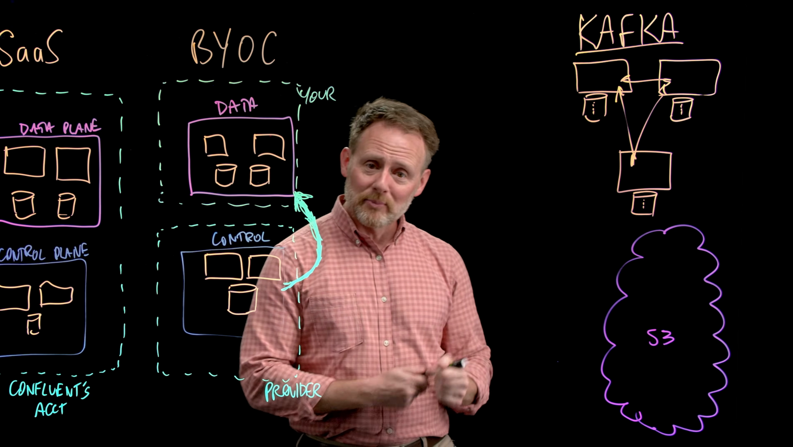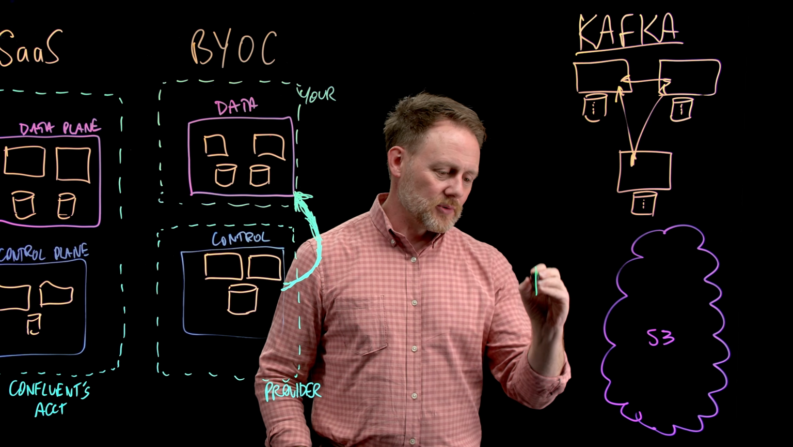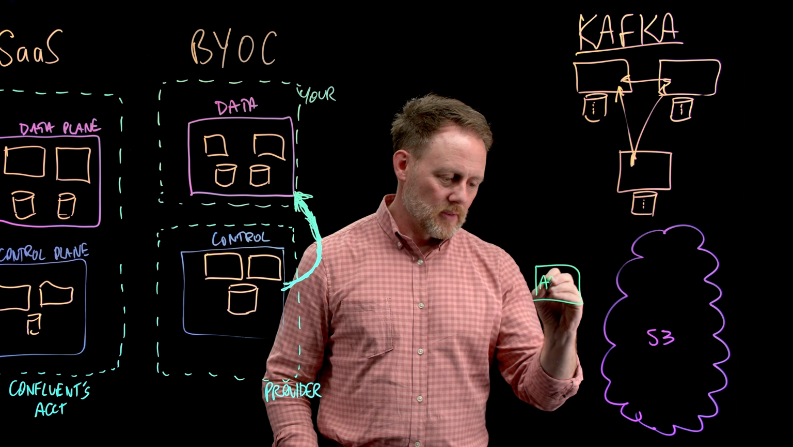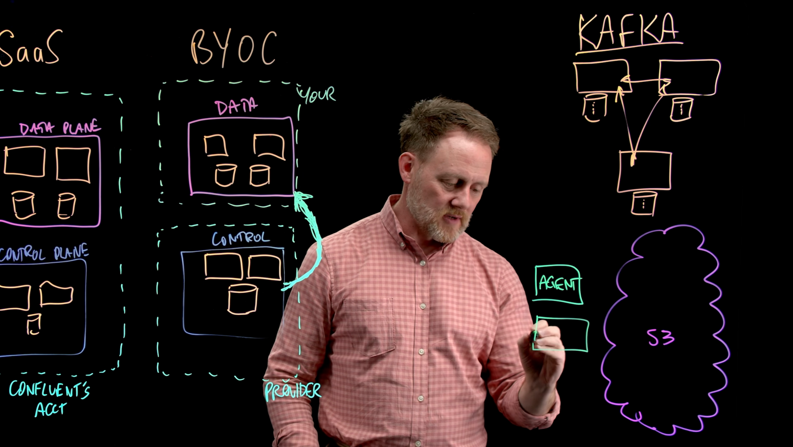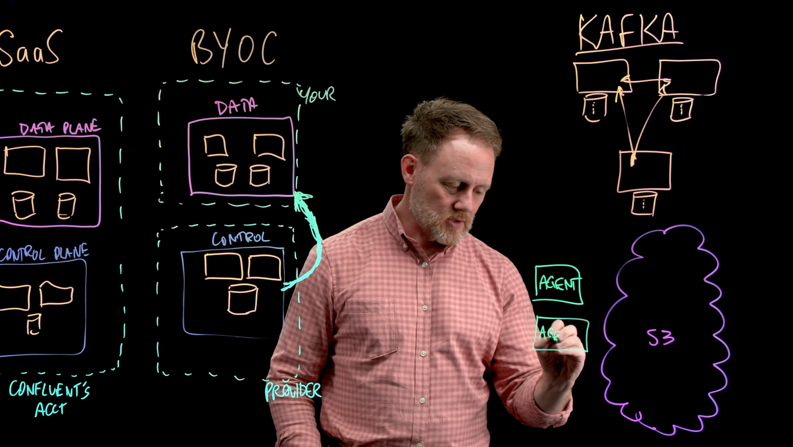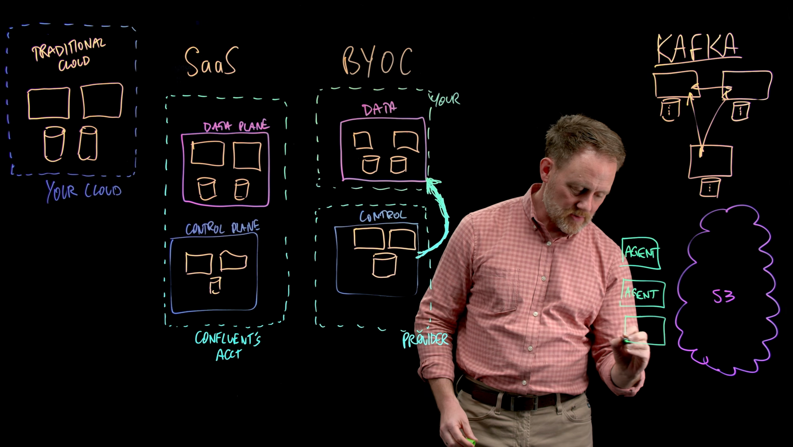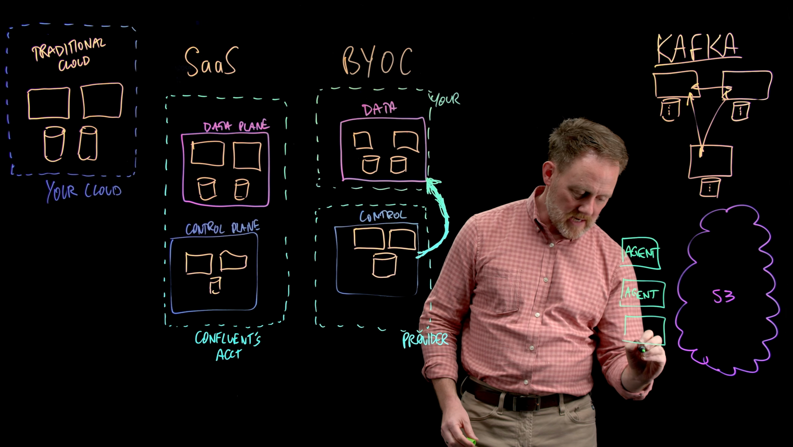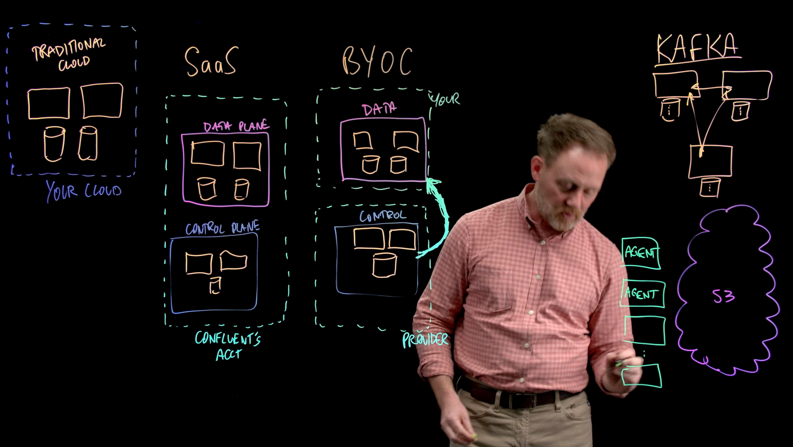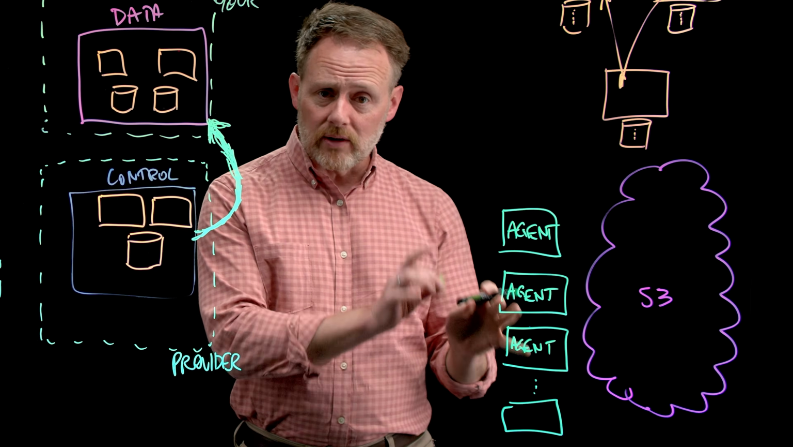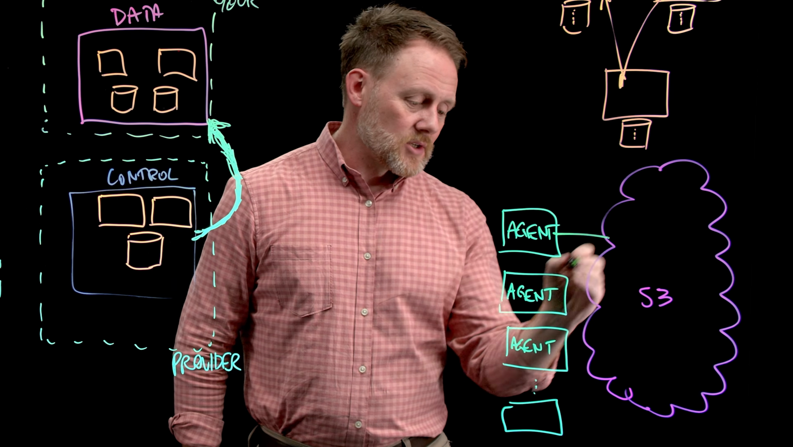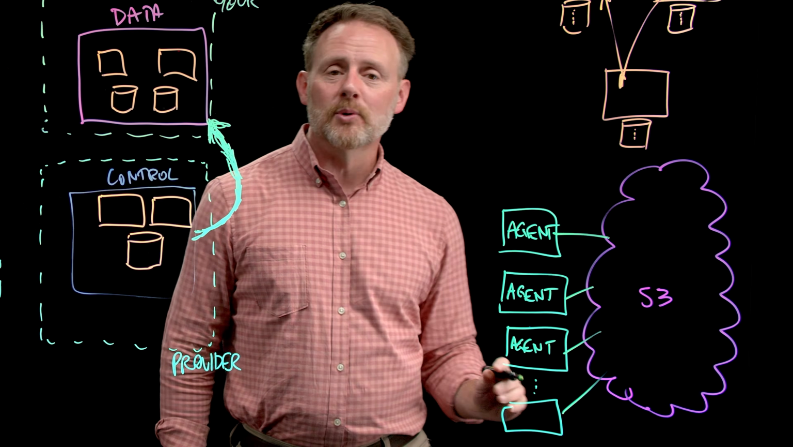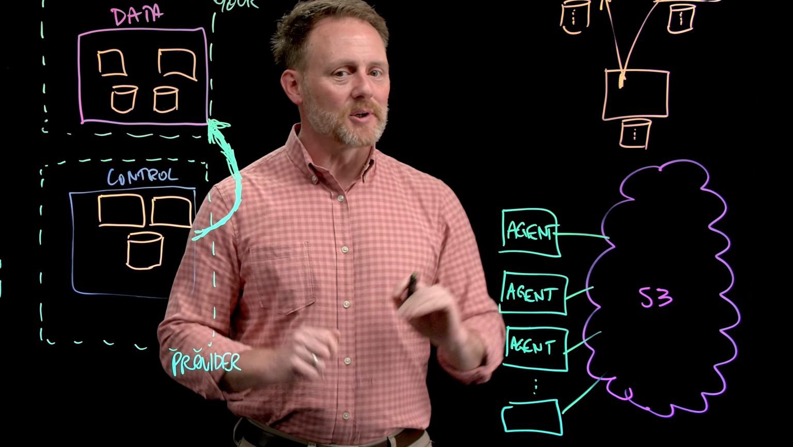So what WarpStream does is introduce a component called the WarpStream agent. So we'll just draw a few of these. These are scalable components. We can have many of them. Let's just draw a few more. We'll say there's a bunch out there. These are stateless components, these servers that are running here, that talk to the blob storage in the cloud and make it look like Kafka.